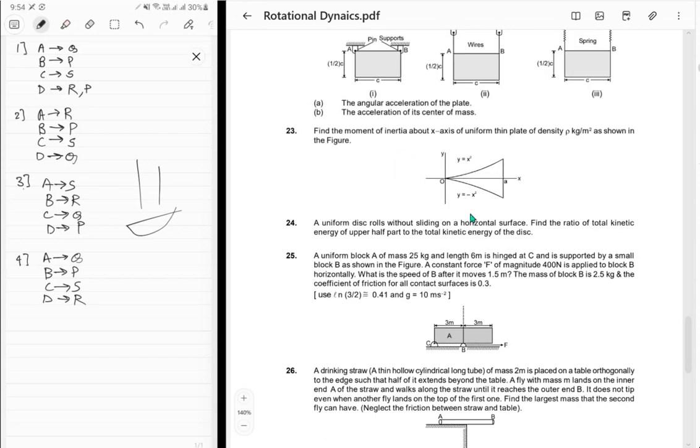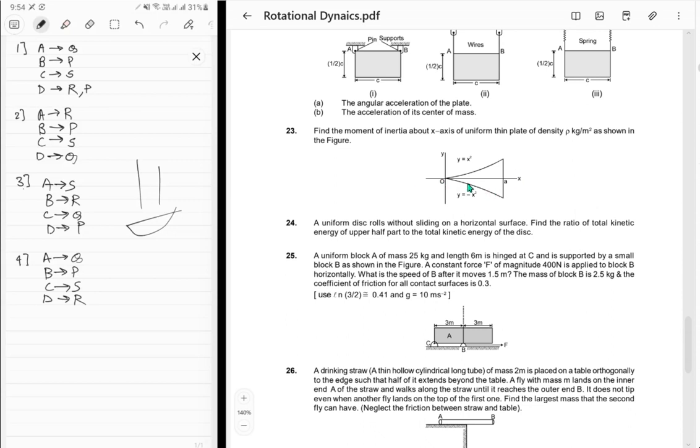Oh, those are good questions you got. Moment of inertia about an axis of a uniform thin plate of density something. It's like a parabola, and then you want to figure out the moment of inertia of that. So it's a uniform thin plate, huh? For some reason I thought this would be rotation about this axis and that would be a whole solid. But if it's just a two-dimensional figure, then it's really easy to do. Moreover, about the x-axis.